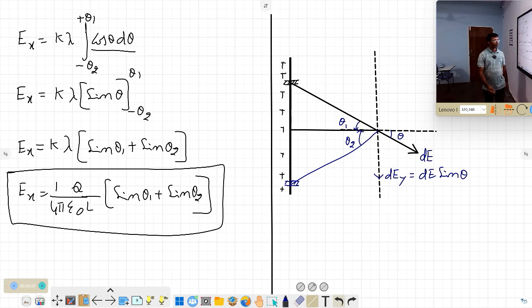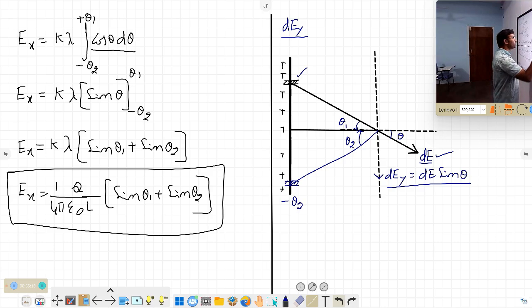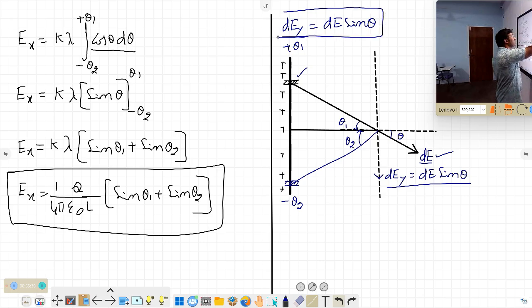Now in the case of the vertical component of the electric field, that is to calculate the dEy. What is dEy? You can see that already. dE is the electric field intensity due to this elementary portion above, in the downward direction. If you choose the elementary portion below here, then the electric field will be upward. So I am taking dEy is equal to dE sine theta. This component varies from minus theta 2 to plus theta 1. So dE sine theta is our required integration to get the electric field along the y-axis.